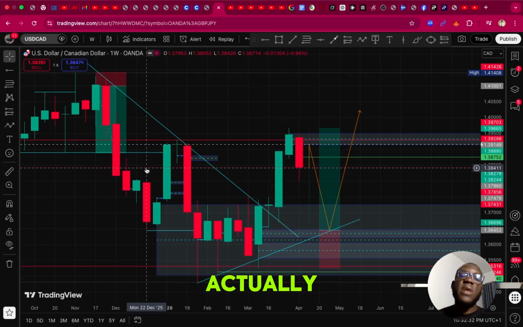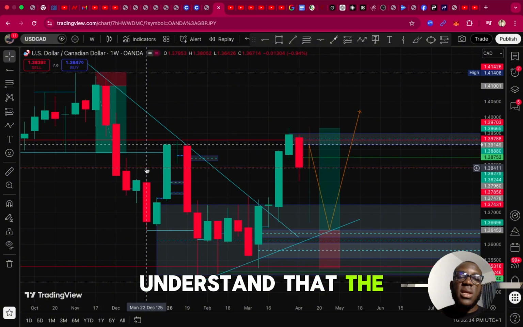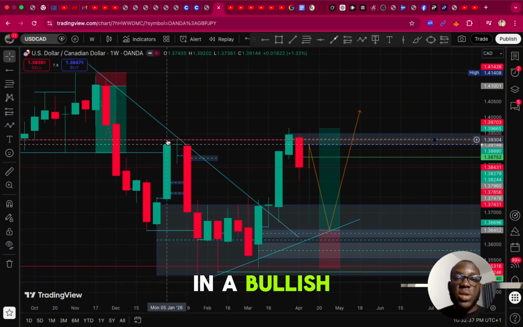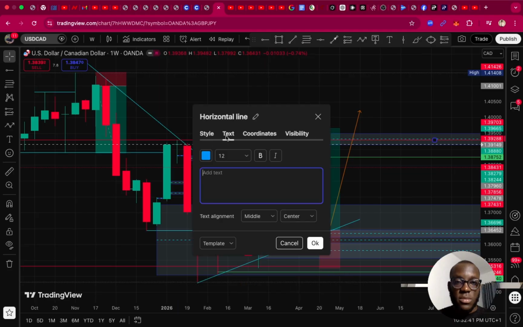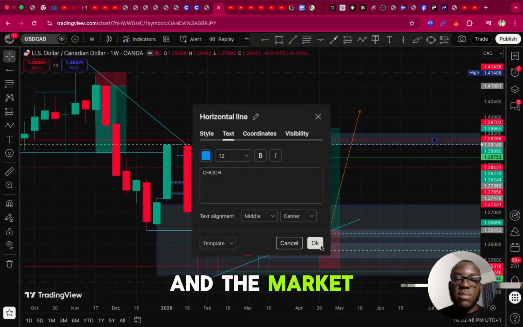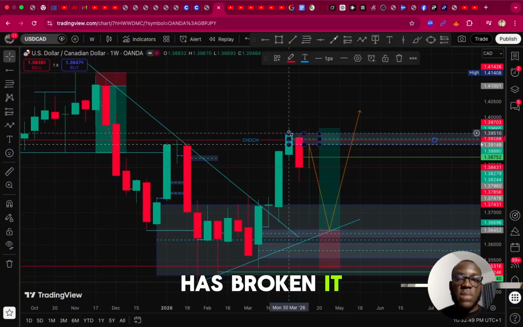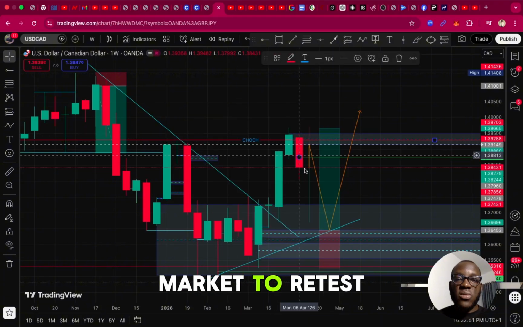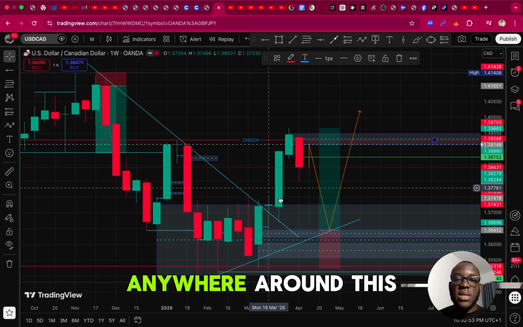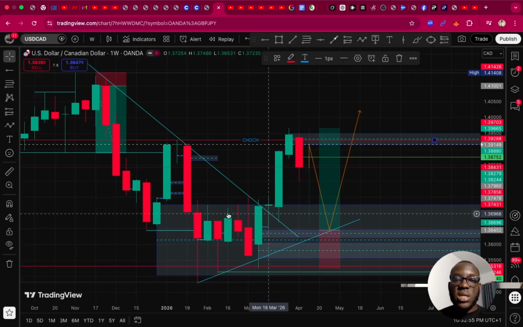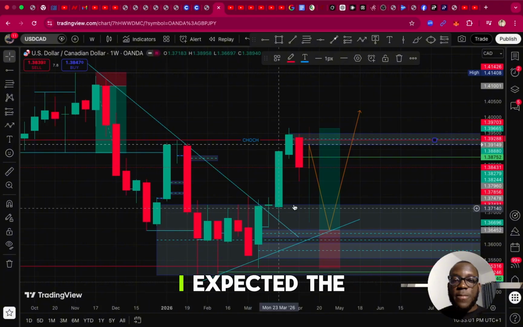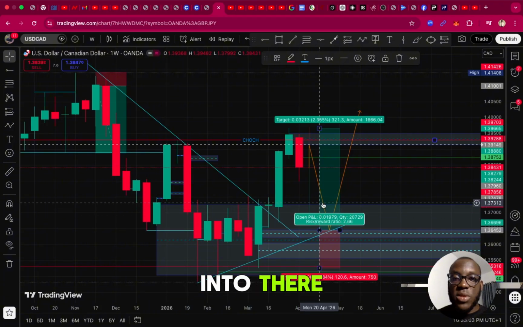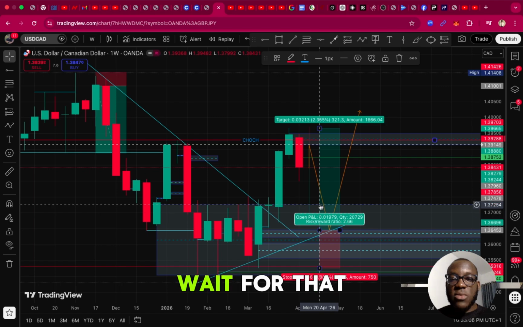And one of the things that actually made us understand that the market is in a bullish trend is because this area was supposed to be our change of character, and the market has broken it. The next thing is for the market to retest or mitigate anywhere around this zone, which I marked from monthly time frame, and I'm expecting the market to come into there, but we can't wait for that long.